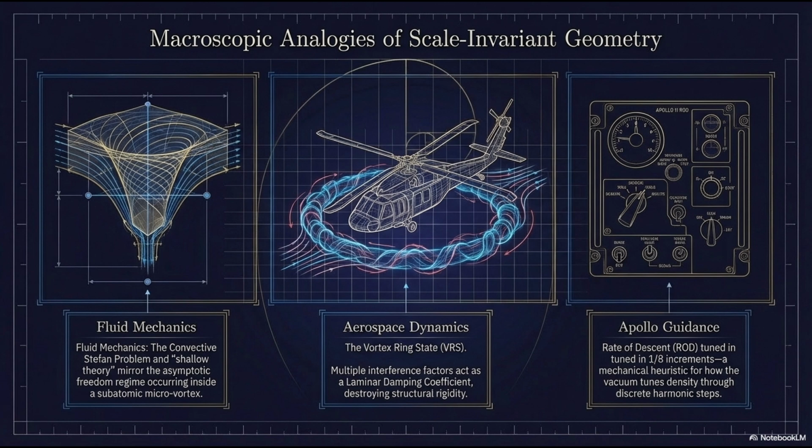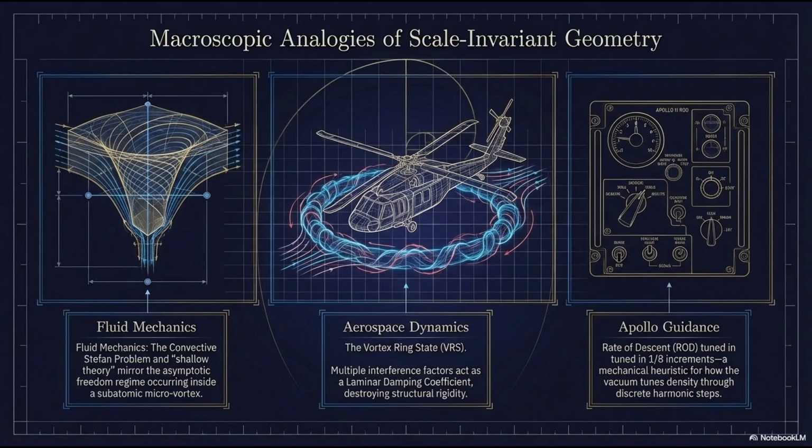Oh, wow. So human engineers literally stumbled into the fundamental geometry of the quantum vacuum while just trying to park a spaceship on the moon. Yes. The universe's fluid dynamics forced them to obey its fractal rules because there was simply no other way to stabilize the ship. It proves that the geometry is inescapable, no matter the scale.